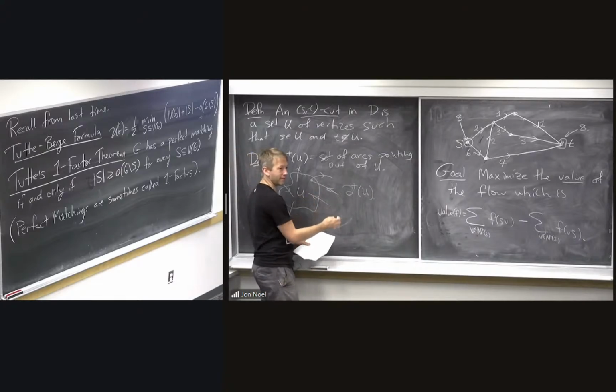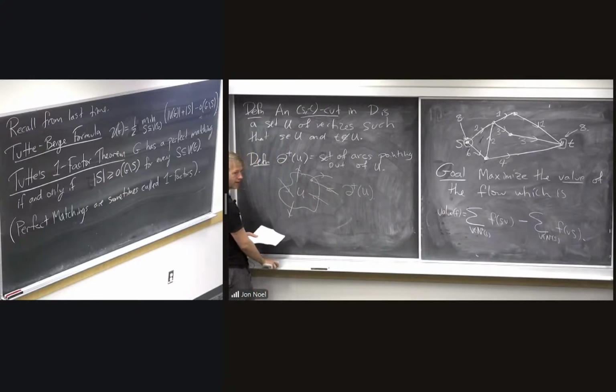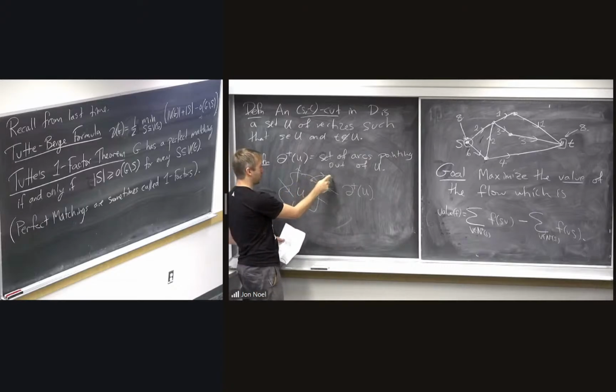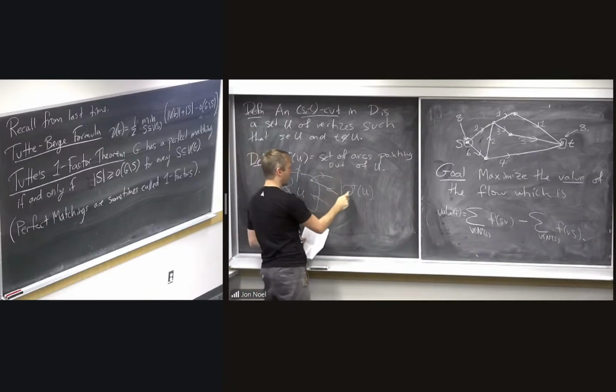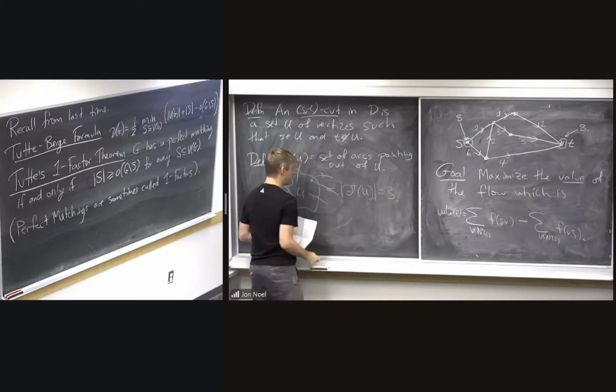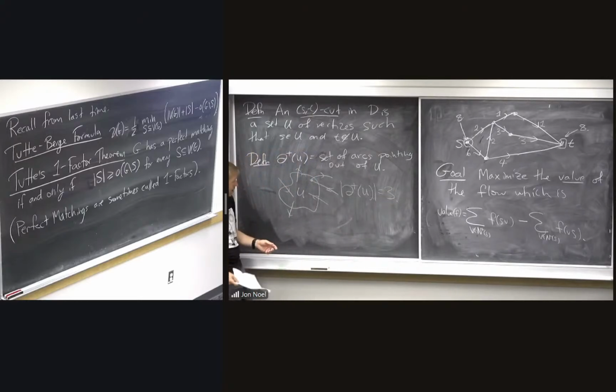Do the arcs have to start in U? They have to start in U. Something that looks like it's pointing away from U, over here, doesn't count. What I mean is it has one endpoint in U and one endpoint out, and it points out. So in this example, it'd be 3, because I don't count the ones coming in. I just count the ones going out.